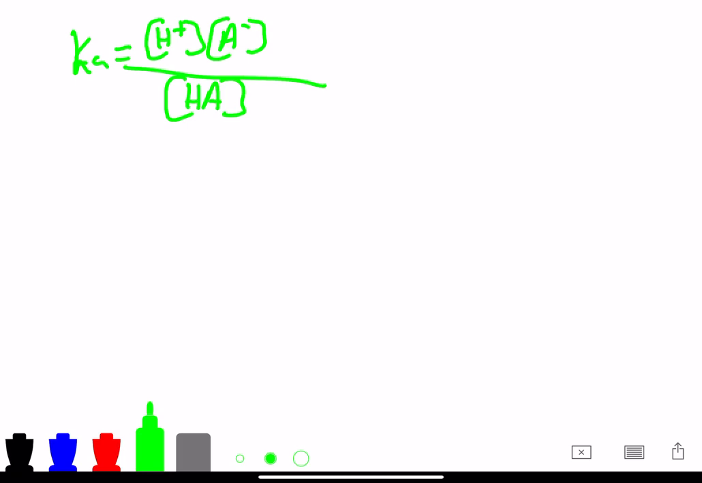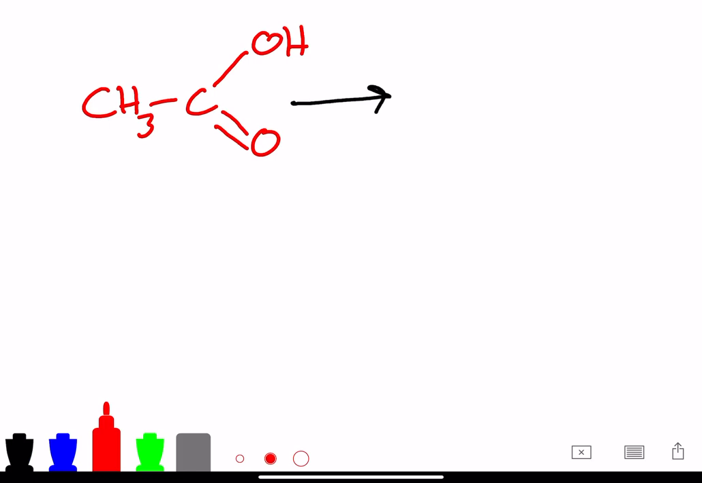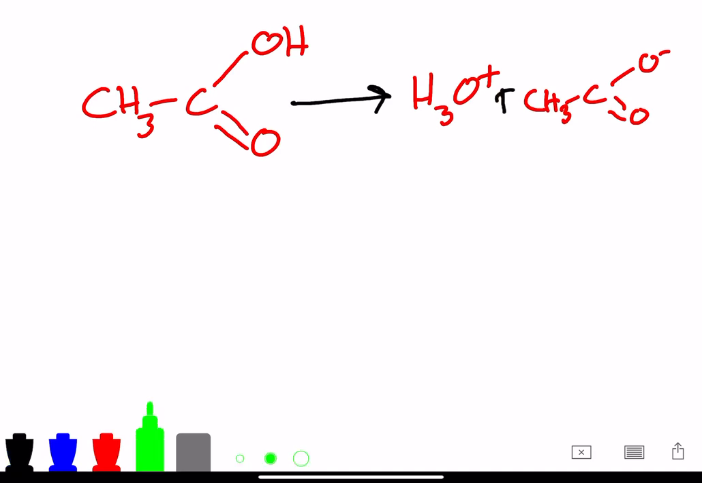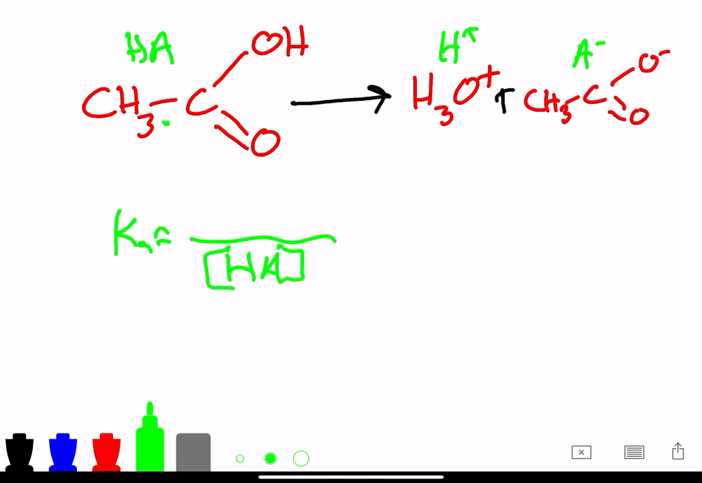In case you haven't caught on yet what the HA is, here's vinegar. Vinegar is going to form in water H3O plus and CH3COO minus. So this is HA, this is H plus, obviously, and this is A minus. In our equilibrium constant, we have HA in the bottom. That would be the total amount of this species you put in. Then H plus and A minus at the top, these are your products. The concentrations of these two would be equal to each other.